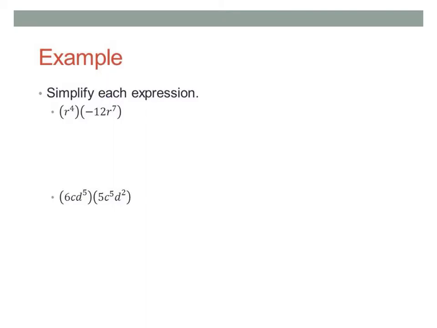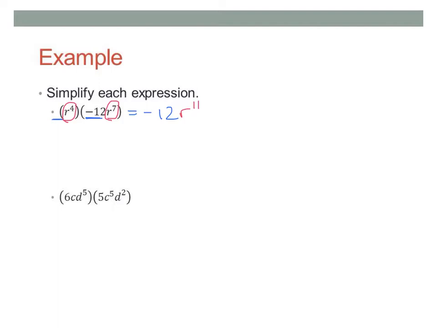So here we go. We're going to be multiplying. Now when you're multiplying, you're always going to multiply the number parts out front first. So here's 1 and negative 12. So that is going to be a negative 12. And then when we multiply r to the 4th times r to the 7th, our property we just wrote down said we're going to keep our base and we're going to add our exponents. And so we get negative 12r to the 11th, and that's our answer.